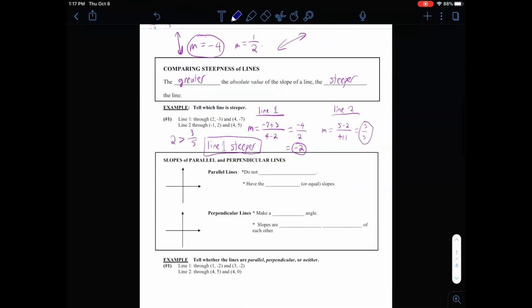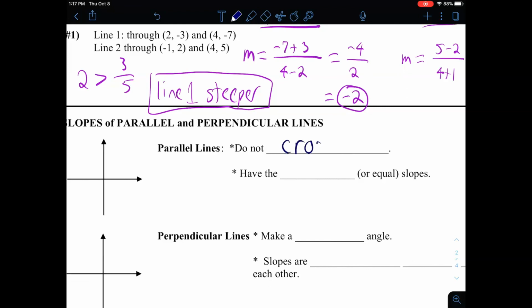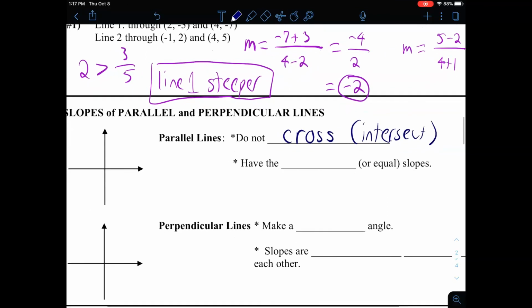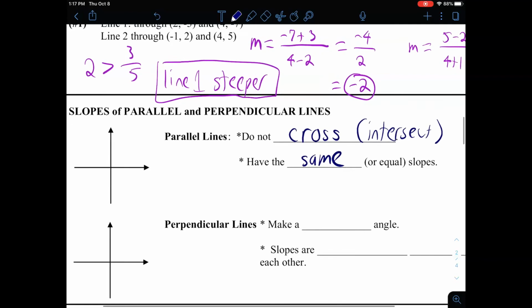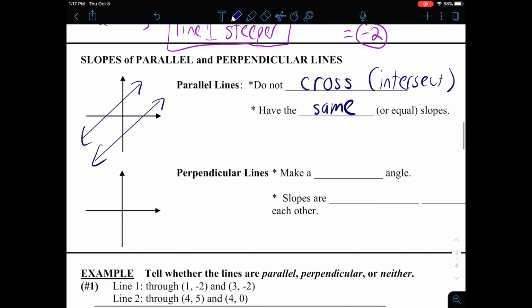So, slopes of parallel and perpendicular lines. Parallel lines do not what? What do you think we're going to put in the blank here? They do not cross or intersect, and they're going to have what kind of slopes? The same or equal slopes. So two parallel lines would look something like this. Not perfect, but that'll work. Those are parallel lines.